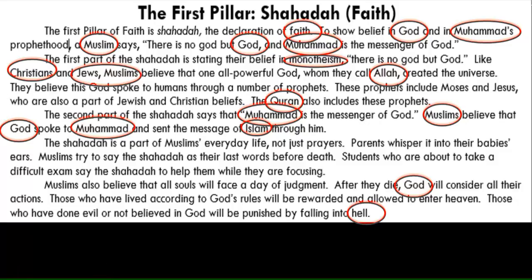Like Christians and Jews, Muslims believe that one all-powerful God, whom they call Allah, created the universe. They believe this God spoke to humans through a number of prophets. These prophets include Moses and Jesus, who are also a part of Jewish and Christian beliefs. The Quran also includes these prophets. The second part of the Shahada says that Muhammad is the messenger of God. Muslims believe that God spoke to Muhammad and sent the message of Islam through him.